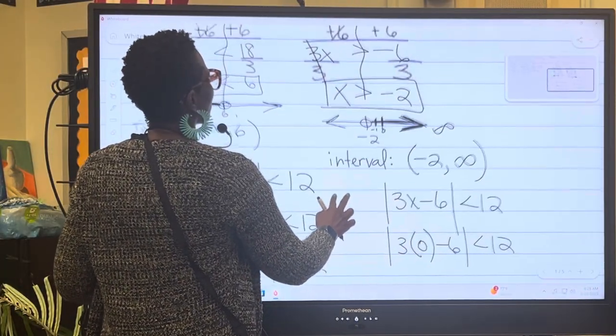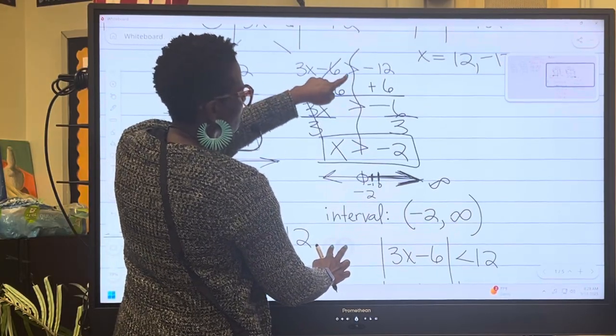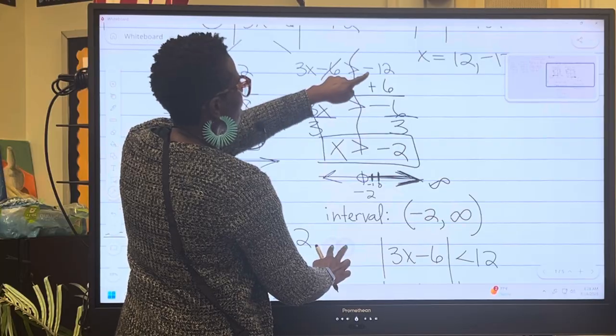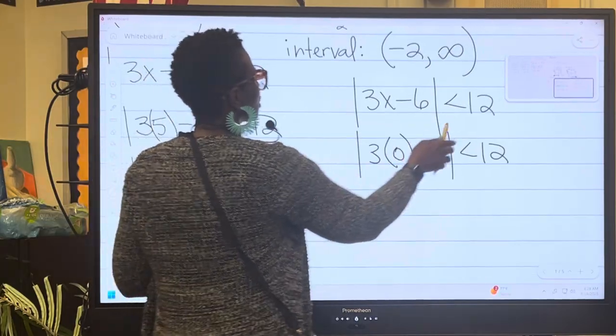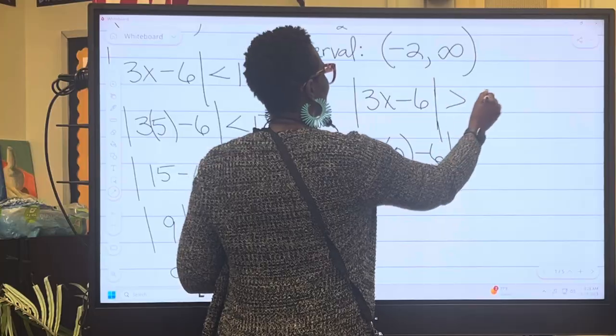Did I write that symbol correct? No. Was that our original problem? No. What was our original problem? Greater than what? Negative 12. So this shouldn't be less than. This should be what? Greater than negative 12.